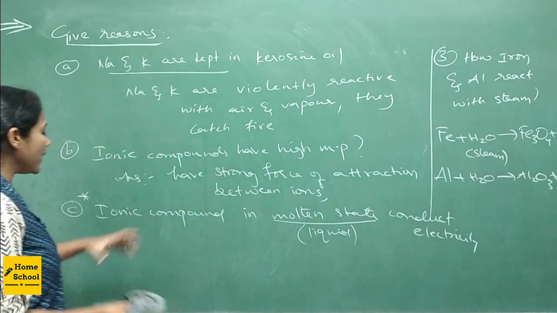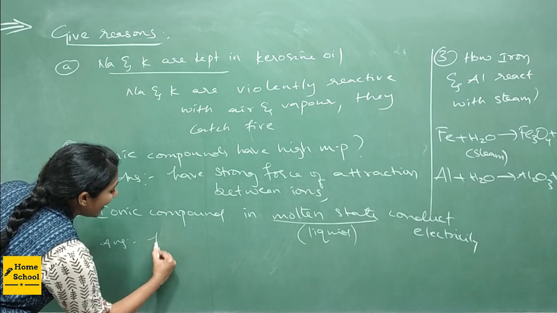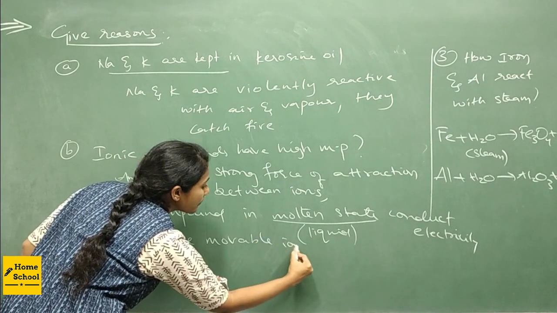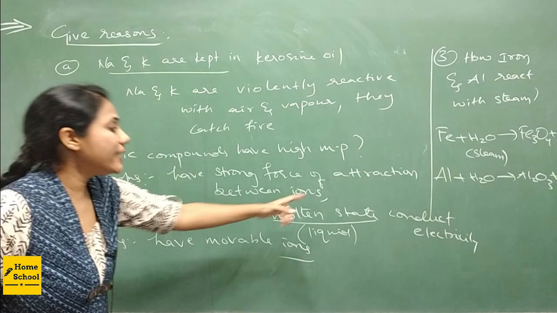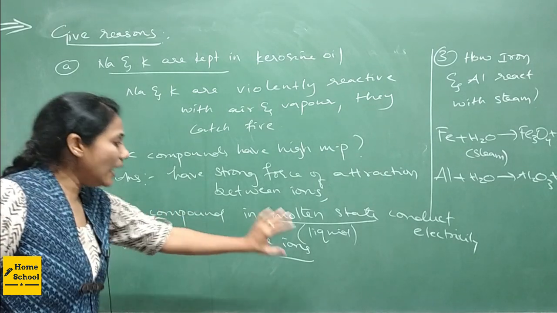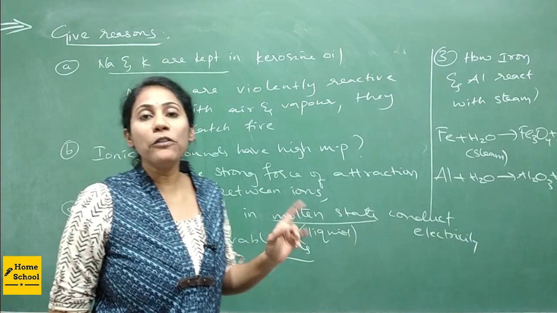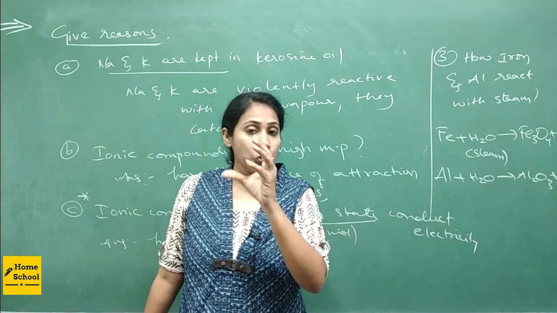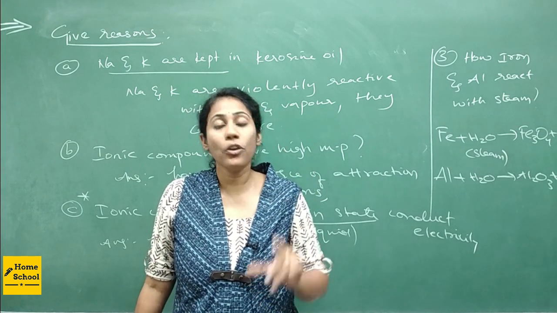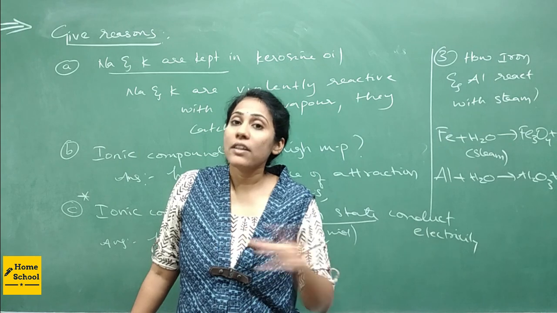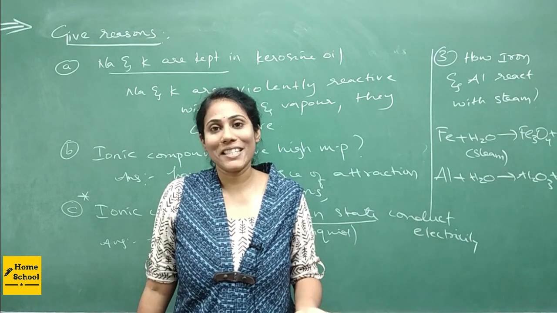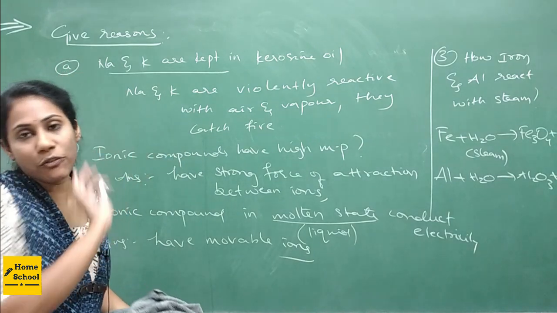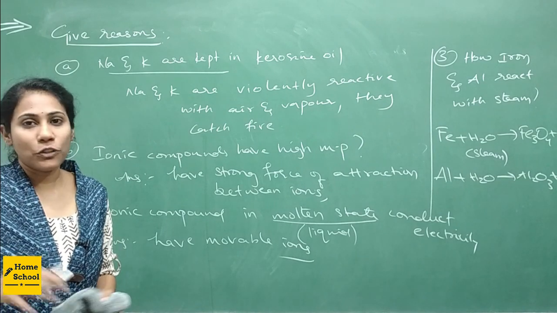Okay, so how do you write the answer here? So they have movable ions. Okay, ionic compounds in molten state have movable ions. So ionic compound in molten state conduct electricity, but in a solid state, strong attractions are there between ions, no? So ions are not free. When ions are not free, they cannot conduct electricity. Okay, so these are very, very important give reason type questions from this particular chapter that you can expect.